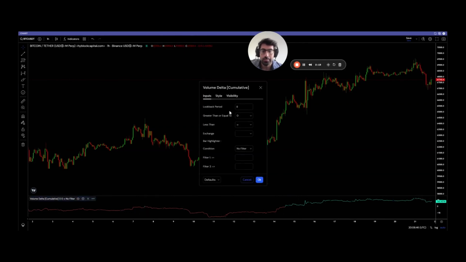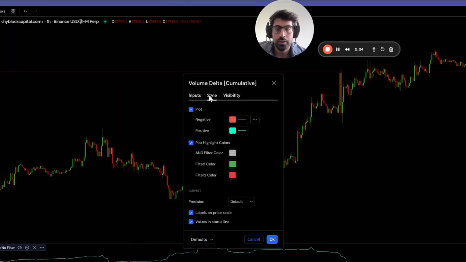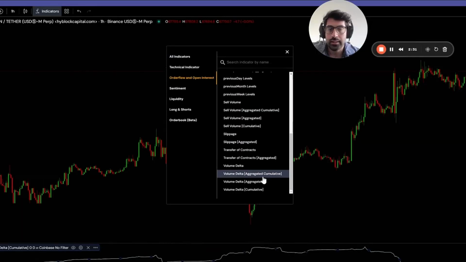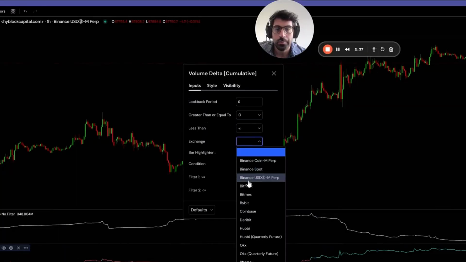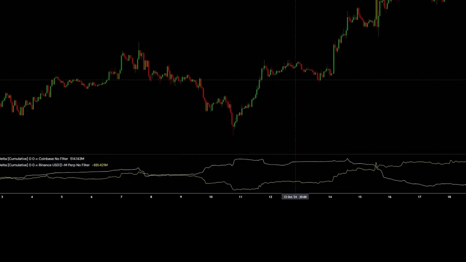So what we can do is we can go to the subsettings. We can change this exchange to, let's say, Coinbase to represent the spot market. We can go to style and we can change this color to white. Now we can select the same indicator again, but now we select our perp exchange. So Binance USD stablecoin margin. We can make this color yellow. And now we can merge these two indicators together.